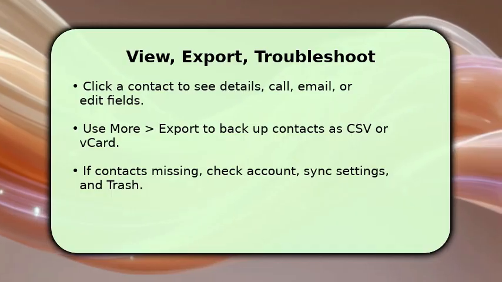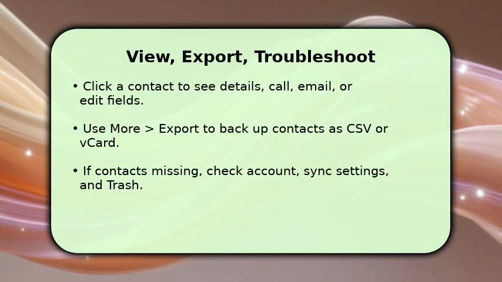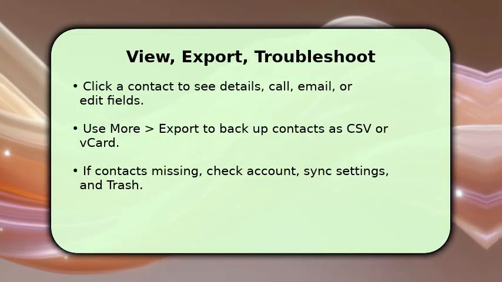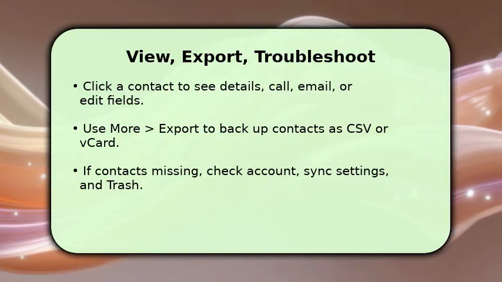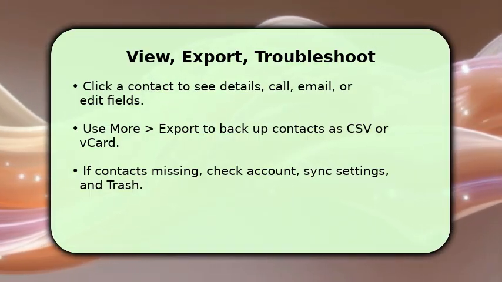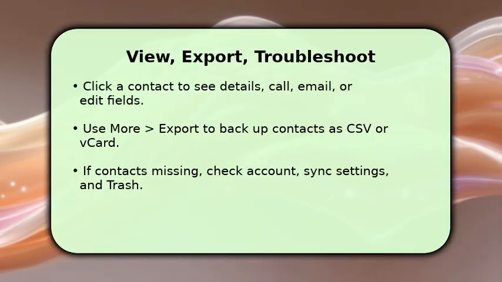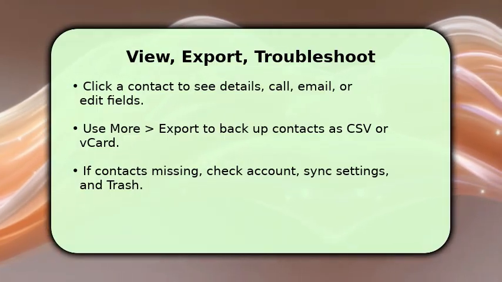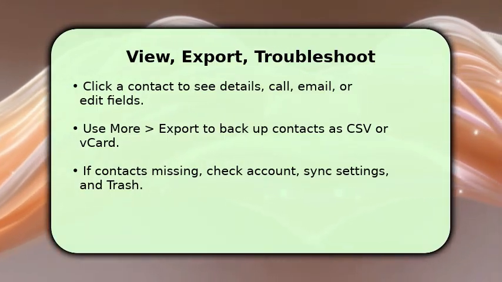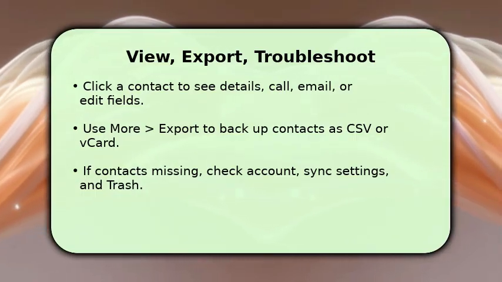To finish, click any contact to view full details and use the action buttons to call, message, or edit fields. This is where you update numbers or add labels. If you need a backup, choose More, then Export, and pick CSV or vCard so other apps can import your list. If contacts are missing, make sure you're in the correct account, verify device sync settings, and look in trash for recently deleted entries. Restoring them fixes most problems quickly, and sync often resolves discrepancies.